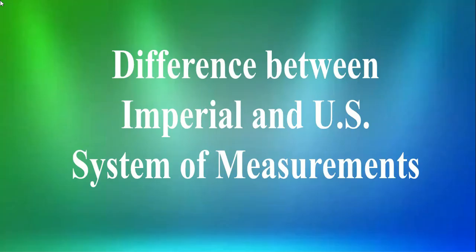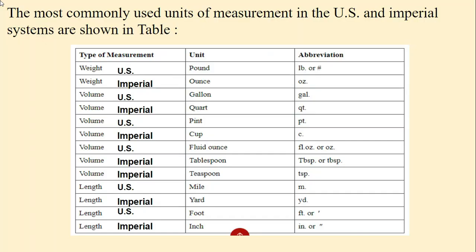Let us make out the difference between the Imperial and U.S. systems of measurements. The most commonly used units of measurement in the U.S. and Imperial systems are shown in the table. Weight in the U.S. system is pound. Weight in the Imperial system is ounce. Volume in U.S. is gallon. Volume in Imperial is quart. Volume in U.S. is pint. Volume in Imperial is cup. Volume in U.S. is fluid ounce. Volume in Imperial is tablespoon or a teaspoon.